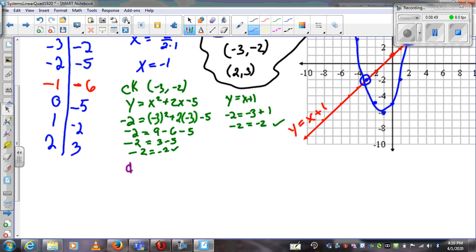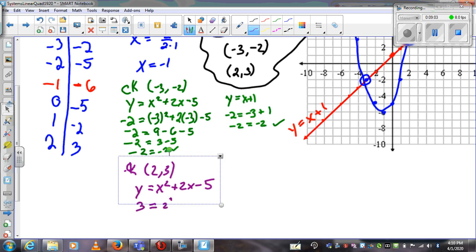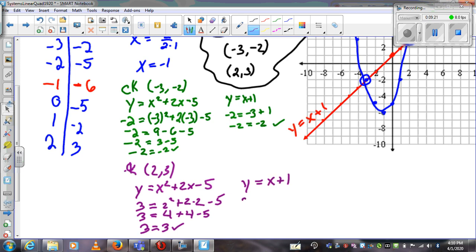So let's check the 2, 3 point. So 3 is equal to 4 plus 4 minus 5. So that's 8 minus 5. And yes, 8 minus 5 is 3. So that works. And I'm going to check the second equation. This is a lot to check, definitely. So 3 is equal to 2 plus 1. 3 is equal to 3. Perfect. It checks. Great. So that's how you do it graphically.